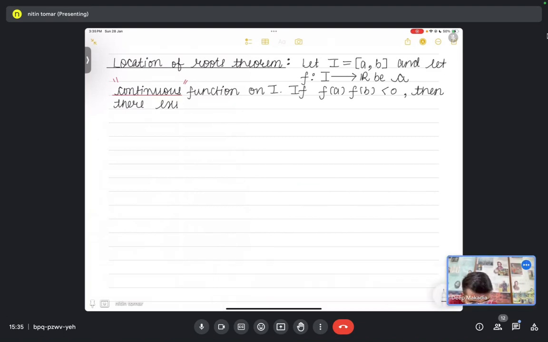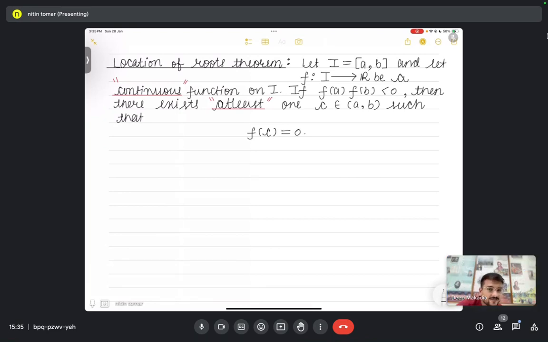So then there exists at least one number, let's say C, which will belong to (a, b), such that f of C is 0. Correct. Very good. f of C is 0, which means C is the root of f. So, remark, this is a very common mathematical term: C is called a root of f.